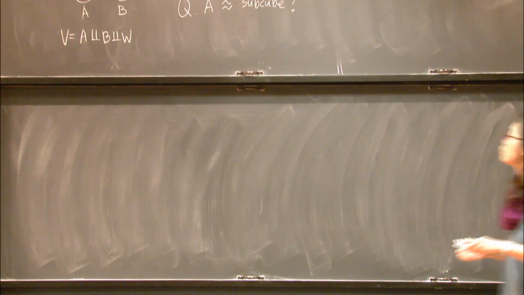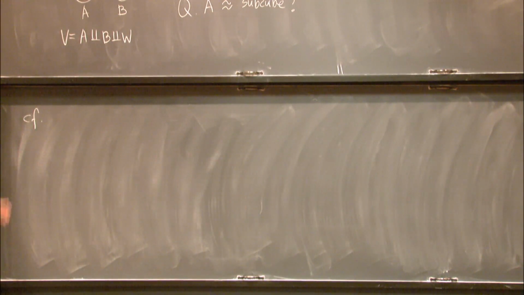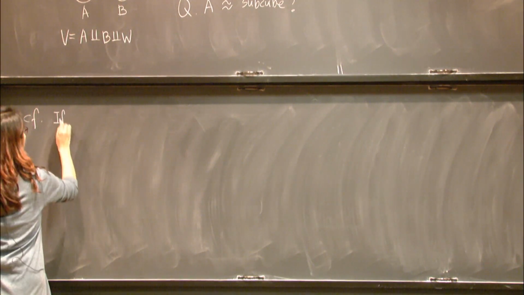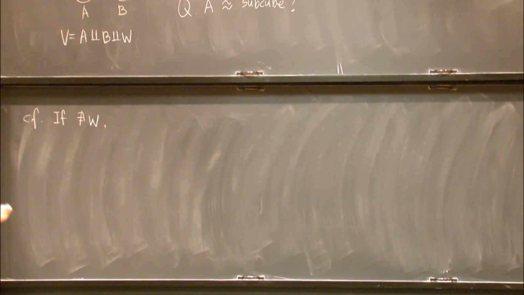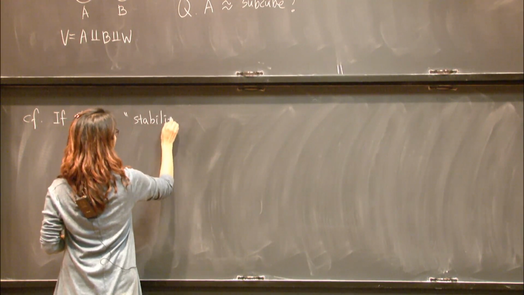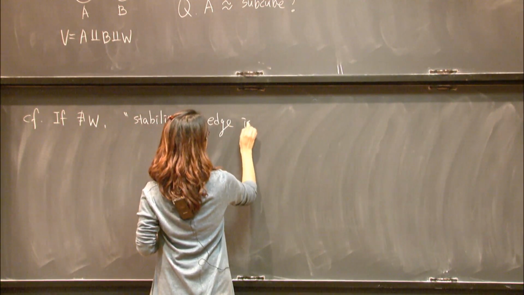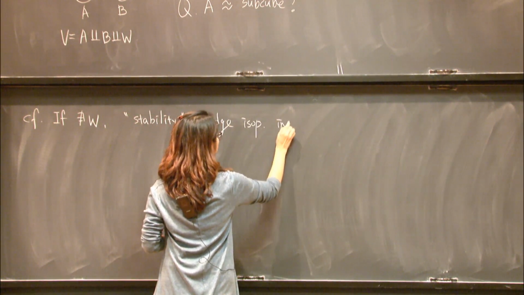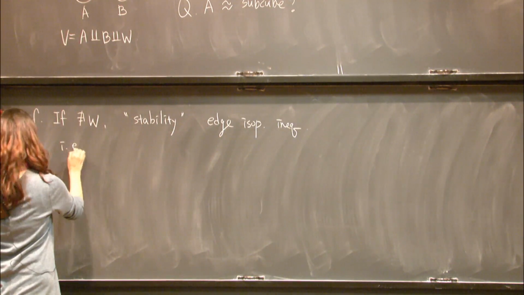Okay, here comes a little bit about the background. Compare this question to this case. If there is no W, if there are only A and B, then that question is about the stability version of the edge isoperimetric inequality. Meaning that our question looks like this.